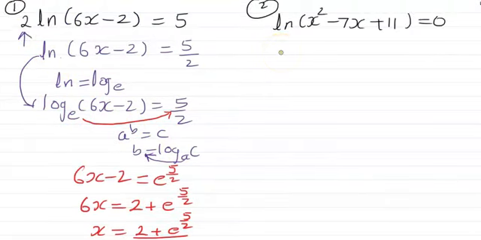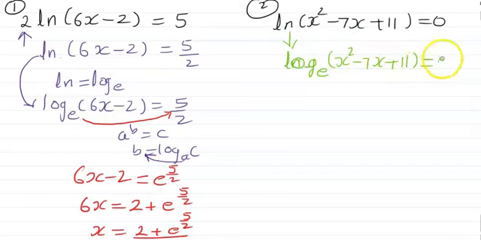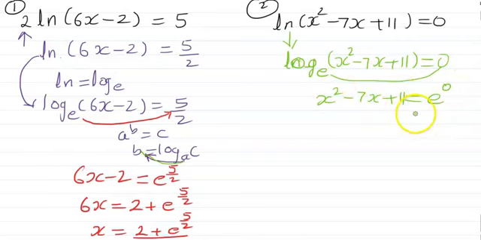Welcome back. If you have tried this question, ln(x square minus 7x plus 11) equal to 0. Again, this is ln. Ln means what? Log with base e. Let's write down here x square minus 7x plus 11 equal to 0. And using this rule, a to the power b equal to c, it should be e to the power 0 equal to x square minus 7x plus 11. And e to the power 0, if you put in a calculator, its value is 1.